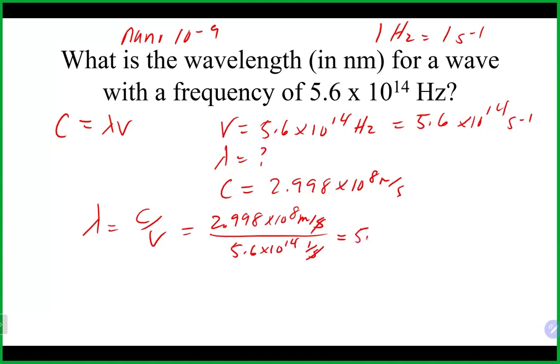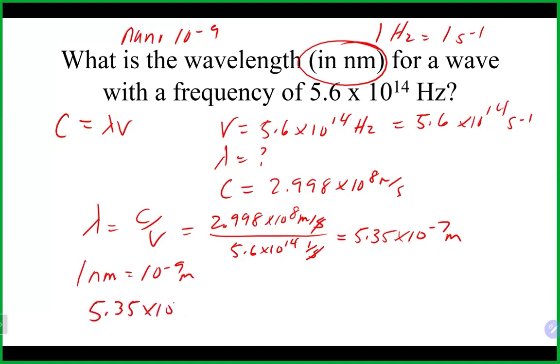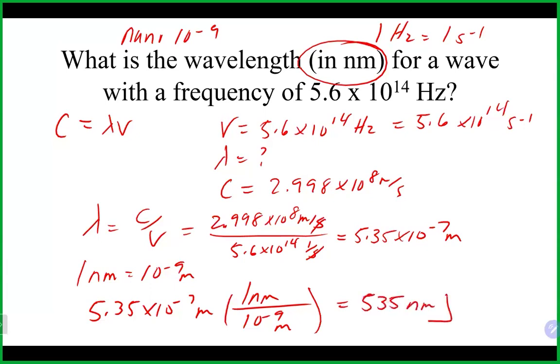And that gives us here 5.35 times 10 to the minus 7 meters. We're looking for nanometers. A reminder that 1 nanometer would equal 10 to the minus 9 meters. We'll take our answer here in meters and do our conversion to nanometers. Remember that is 1 times 10 to the minus 9. And that'll get you something like 535 nanometers here. Questions on that calculation there?